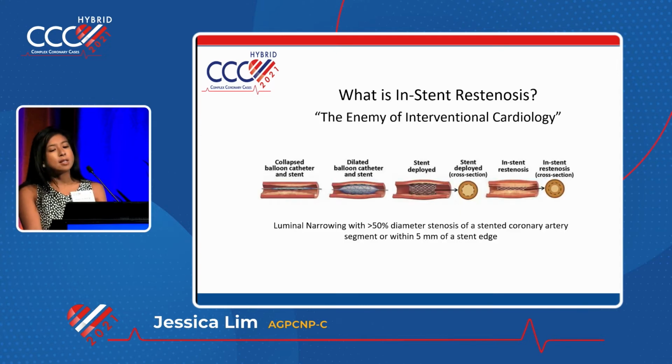So what is in-stent restenosis exactly? So the definition that I found was a luminal narrowing with greater than 50% diameter stenosis of a stented coronary artery segment or within 5 millimeters of a stent edge. So you could see the cross-section here of the artery post-stent deployment, and to the right you can see the in-stent restenosis cross-section. And I found it interesting that they called in-stent restenosis the enemy of interventional cardiology.